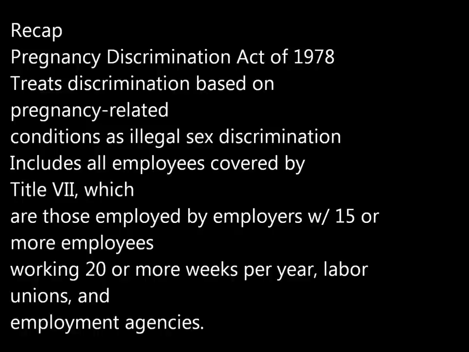The Pregnancy Discrimination Act was introduced in 1978. This act treats discrimination based on pregnancy-related conditions as illegal sex discrimination. It applies to all employees covered by Title VII. This includes those employed by employers with 15 or more employees working 20 or more weeks per year. It also includes labor unions and employment agencies.